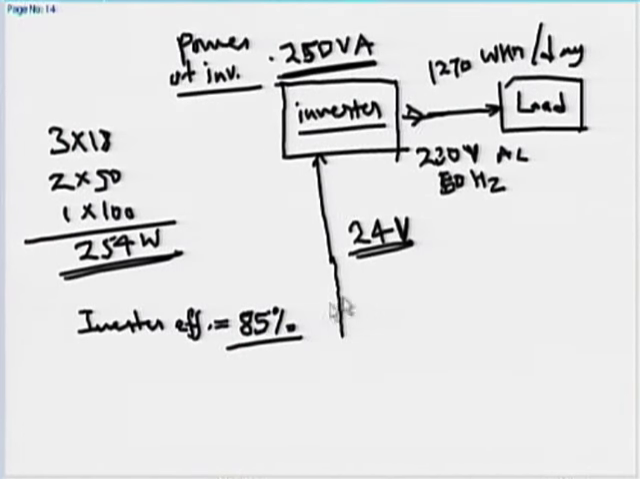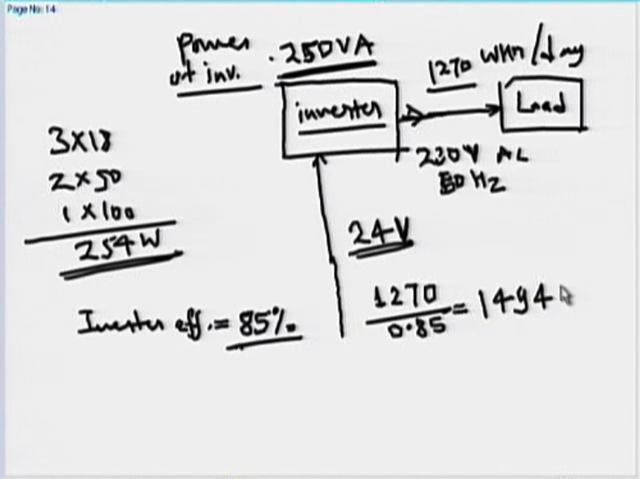By the way, the inverters which are used in actual megawatt level power plants have efficiency of 95-96%. Anyway, if this is my inverter and efficiency is 85%, and the energy output from the inverter is 1270 watt hour per day, what should be the energy input to the inverter? Energy input should be 1270 divided by 0.85. How much is this? 1494. What should be the unit? Watt hour per day, right?